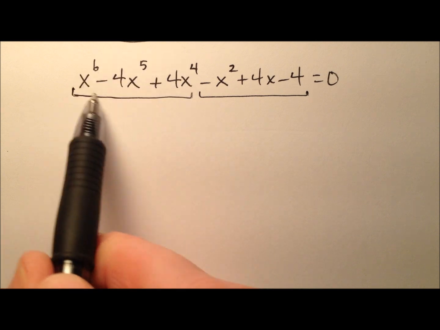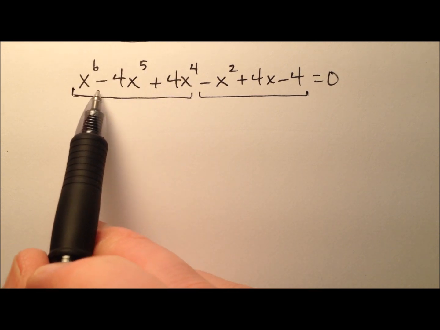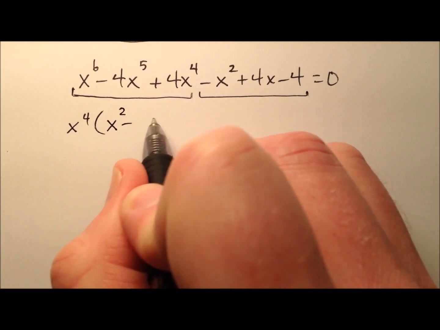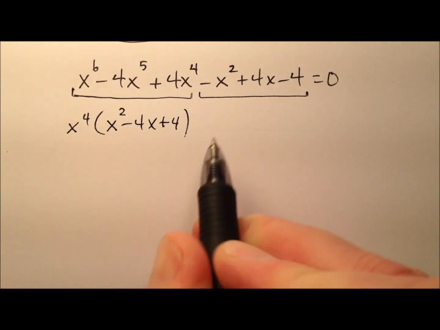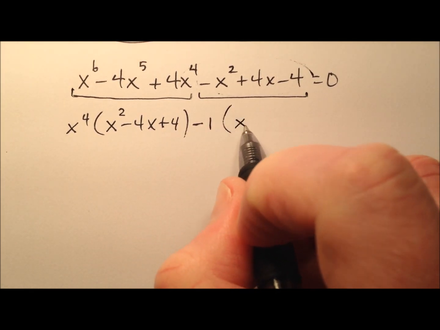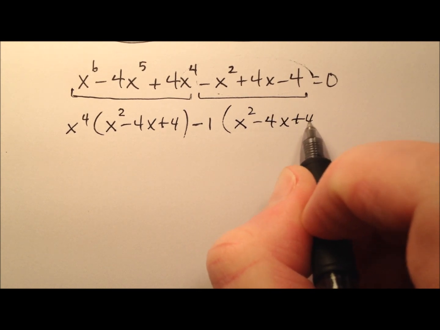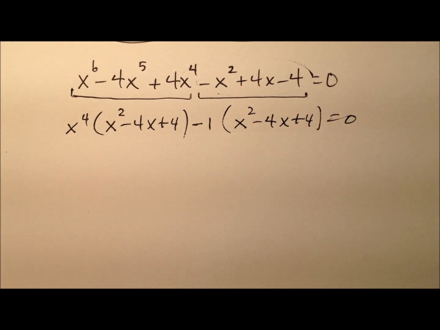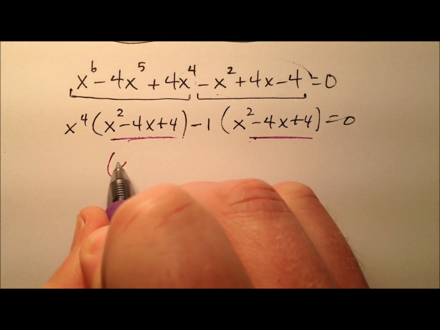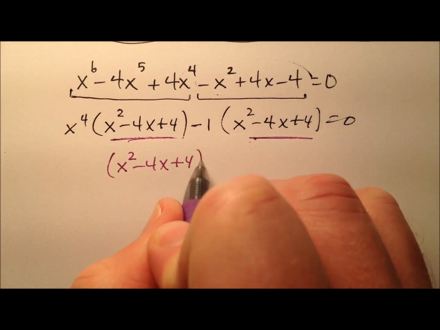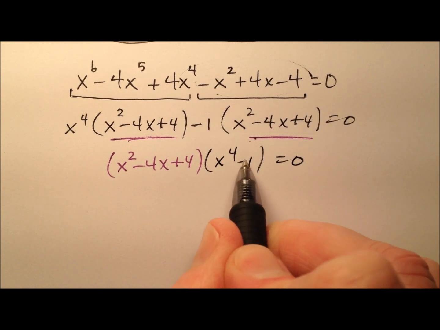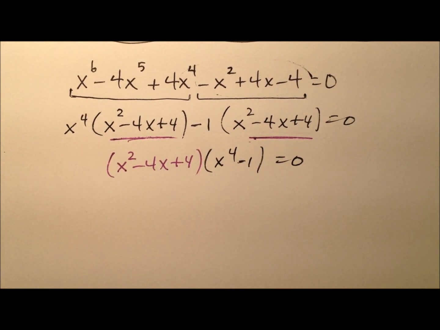So out of the first set here of 3 terms, it looks like I can factor an x to the 4th out. And when I do that, I have x squared minus 4x plus 4. And out of the second group of 3 terms, it looks like I'm going to take just a minus 1 out. So I'll have x squared minus 4x plus 4. Okay, well this is great because these leftovers are the same, which I can factor those out as x squared minus 4x plus 4. And then I'll multiply that by the greatest common factors I took out, which were x to the 4th minus 1.